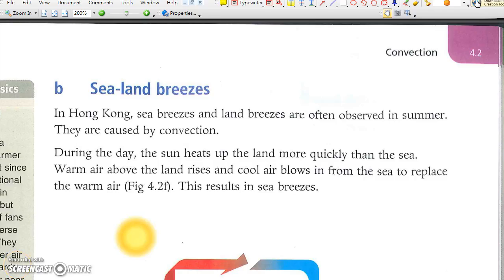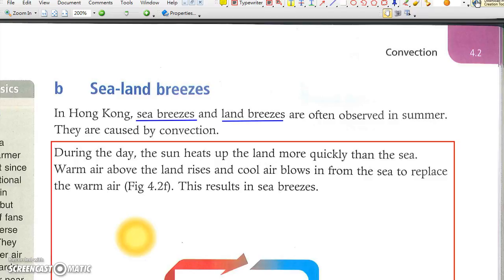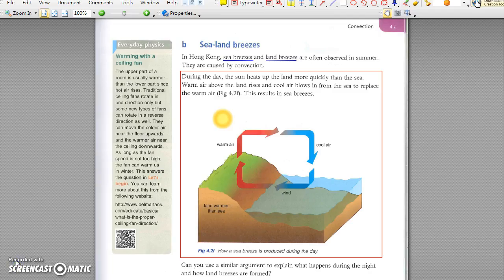B. Sea and land breezes. If you understand how convection currents were set up by a heater or an air conditioner, you should be able to explain the formation of sea and land breezes. The picture here explains the formation of sea breezes, which is wind that blows from the sea to the shore. During daytime, the sun shines on the land and increases its temperature, as sand and rock have a smaller specific heat capacity than sea water.